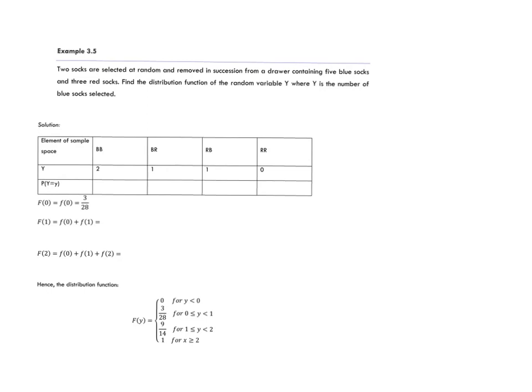Okay, so let's try example 3.5. Two socks are selected at random and removed in succession from a drawer containing 5 blue socks and 3 red socks. So we have 5 blue, 3 red. First of all, you need to develop this table, or if you prefer, you can draw your own tree diagram.